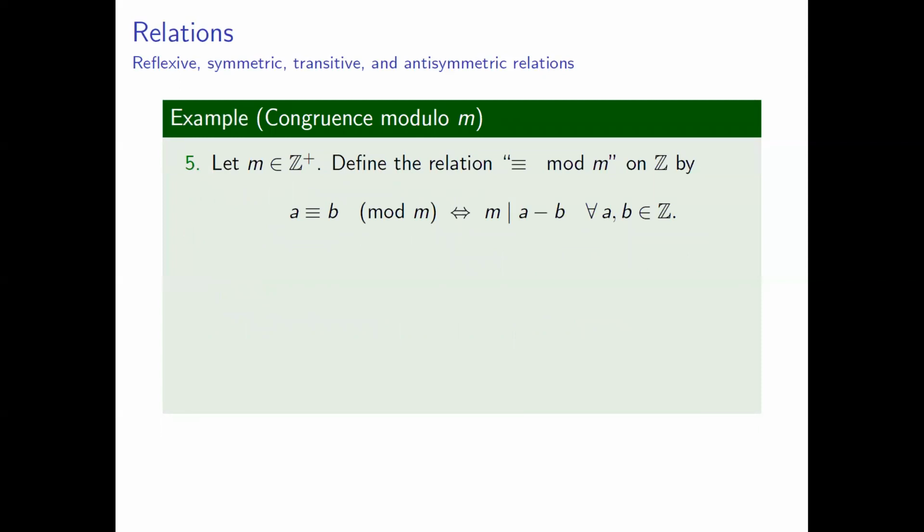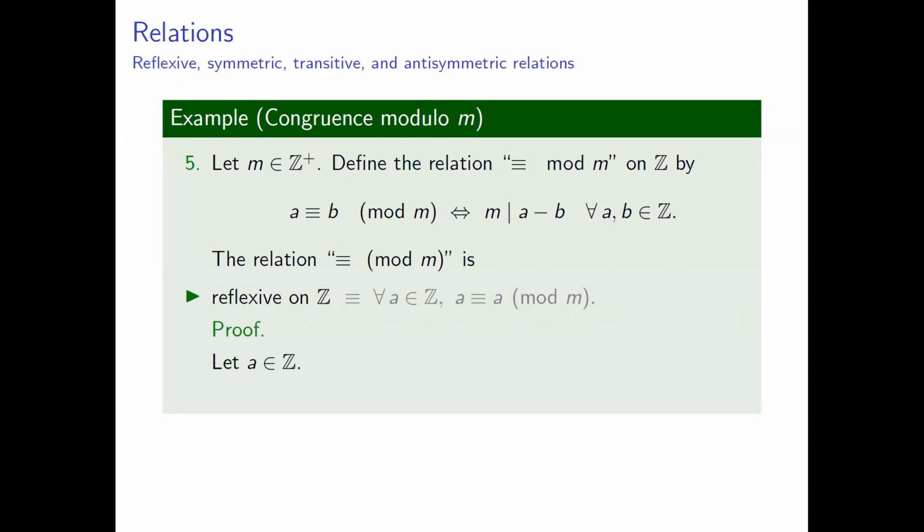Let M be a fixed positive integer. Define the relation congruence modulo M on the set of integers as follows. For any integers A and B, A is congruent to B modulo M if and only if M divides A minus B.